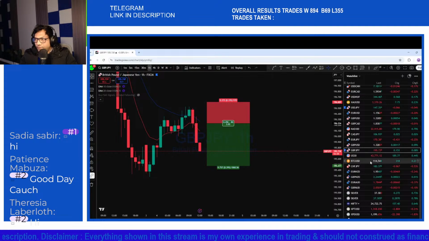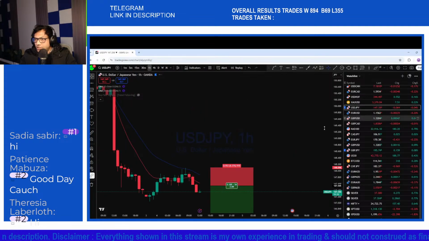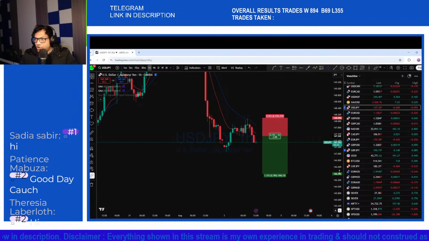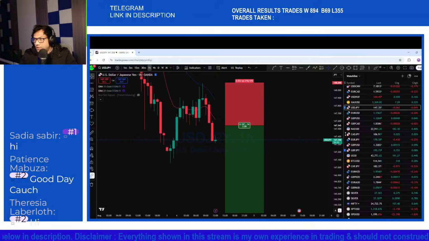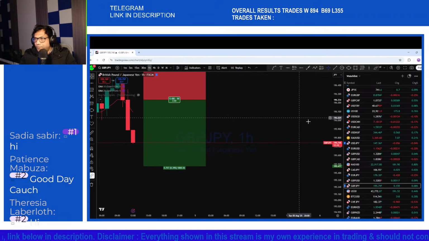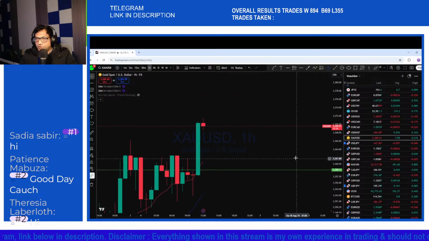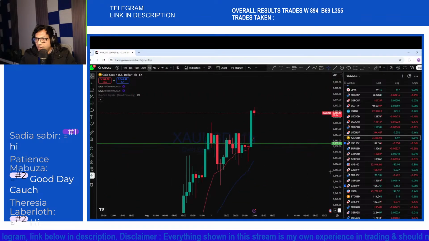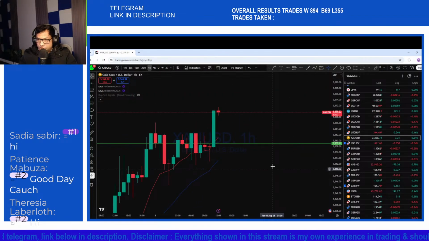For the NY session, first day of trading week, we see a couple of instruments currently trending. Dollar yen, GBPJPY is in a very good trend, along with XAUUSD, which has scored a very sharp breakout again in the direction of the trend.